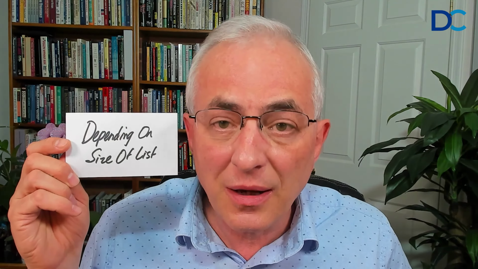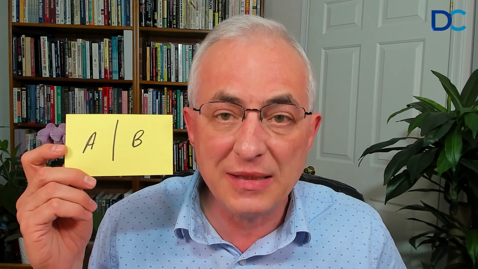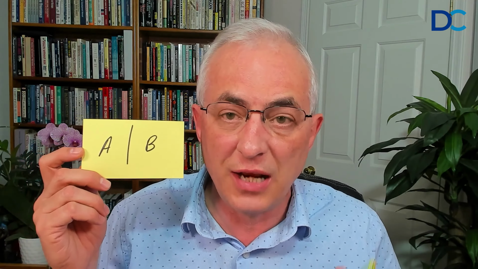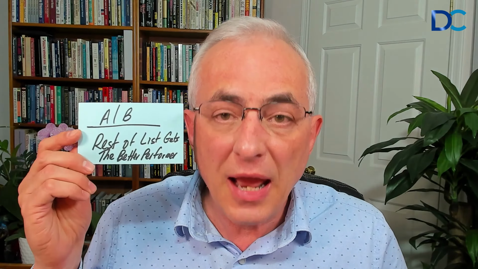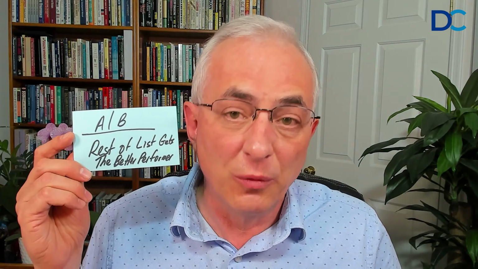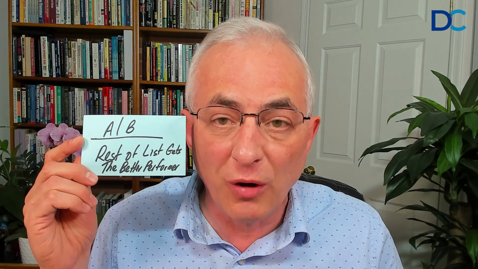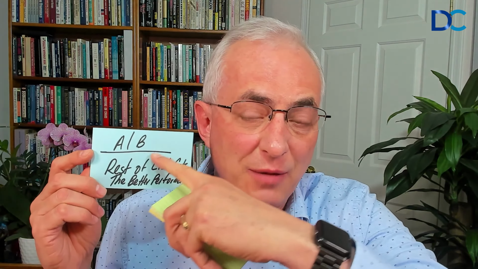Now, depending on the size of your list, we're still talking about how you do this. You can either have an A and a B section if it's fairly small. So you just take your whole list, divide it into 2 groups randomly, as I've told you, or you can do an A and a B section, and then the rest of the list gets the better performer of the test that was done to the A and B section.